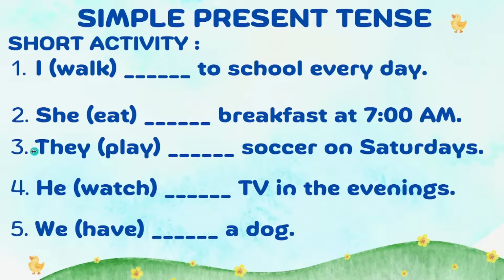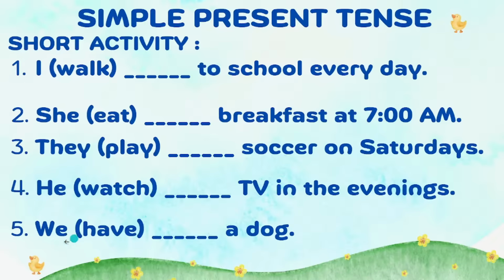And when you use they, stay as is. Do not do anything with the verb. They play soccer on Saturdays. Okay? And he, what? He watches. Add es. Remember, for the he, she, and it, it's either you will add s or es for the verb. So here, it's he watches. Add es. TV or television in the evenings.